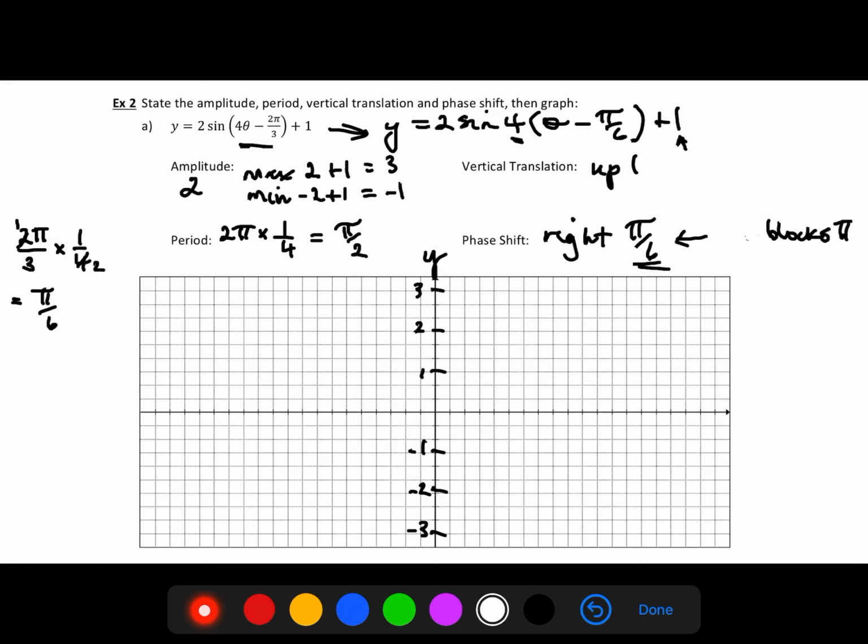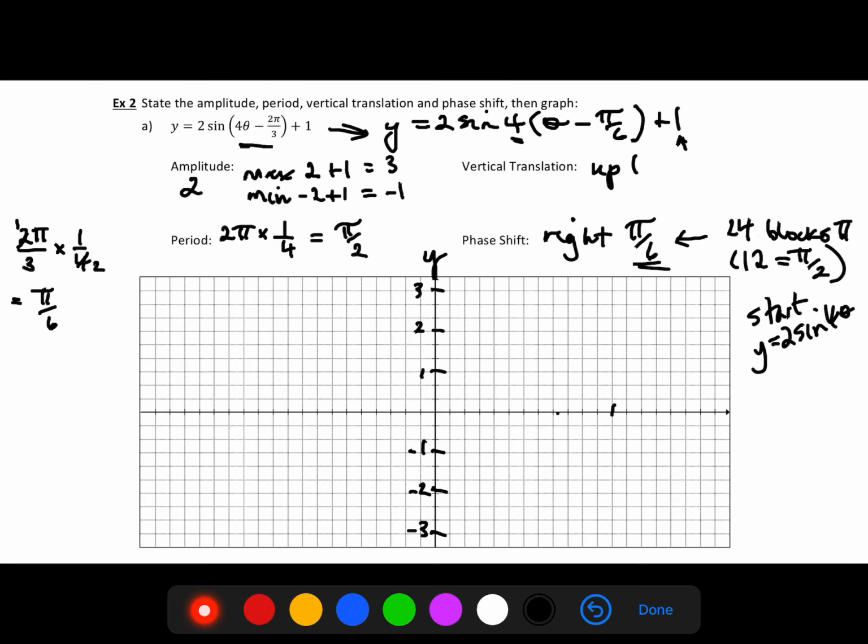So perhaps we want to go every 12 blocks. Well, still not going to make it very big. So what we want to do then is make 24 blocks pi, because then 12 blocks is pi over 2, which is our period.